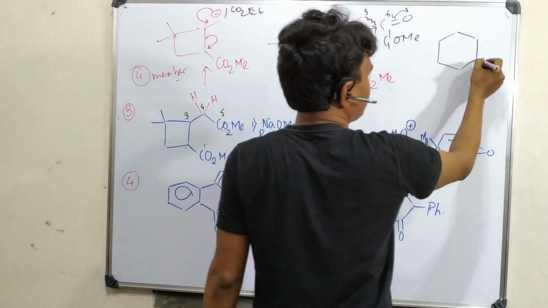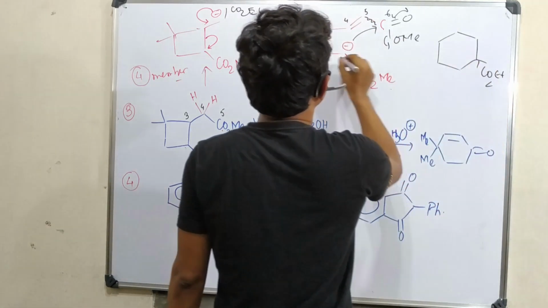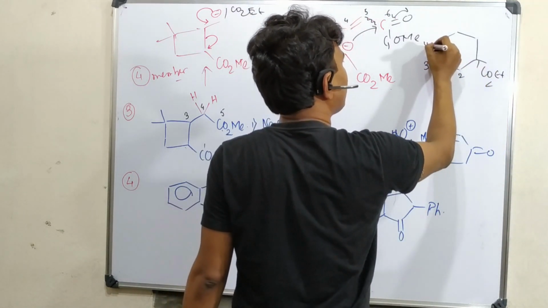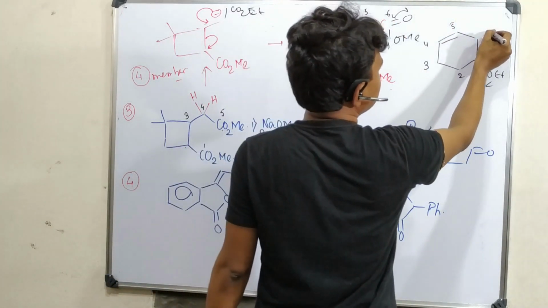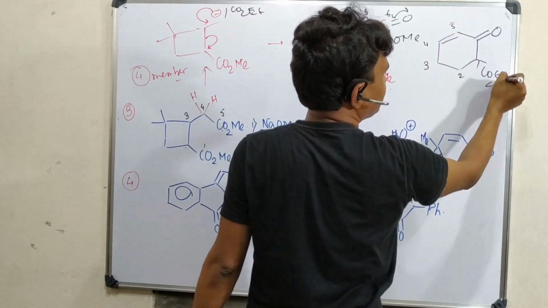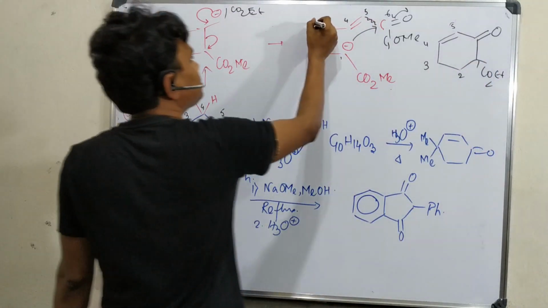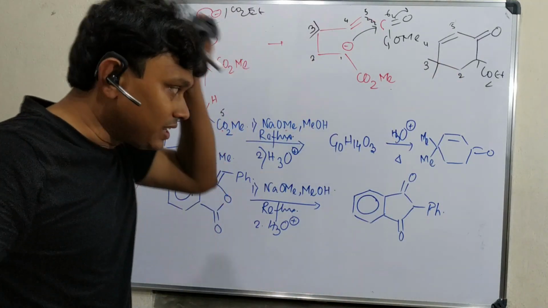This is 1. Let's draw, this is 1, attached to CO2Et. Then 2, 3, 4, and 5. This is a double bond. And 6, this is a carbonyl group. So this is a 1,3-dicarbonyl. Everything is fine. And another thing, in number 3 there are 2 methyl groups. So okay, fine.